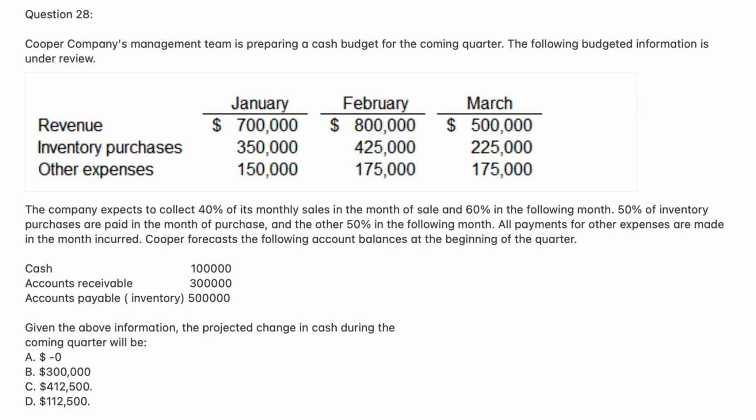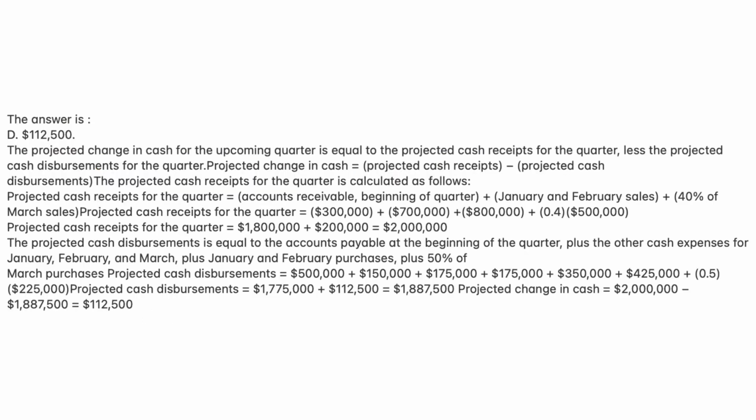Cooper forecasts the following account balances at the beginning of the quarter. Cash 100,000. Accounts receivable 300,000. Accounts payable, inventory, 500,000. Given the above information, the projected change in cash during the coming quarter will be A. -$0. B. $300,000. C. $412,500. D. $112,500. The answer is D.